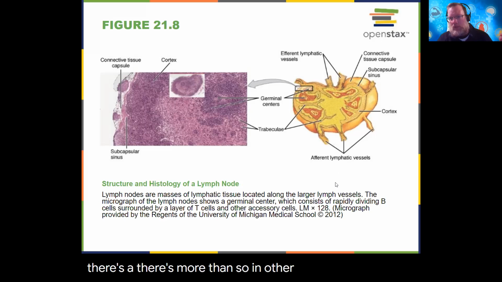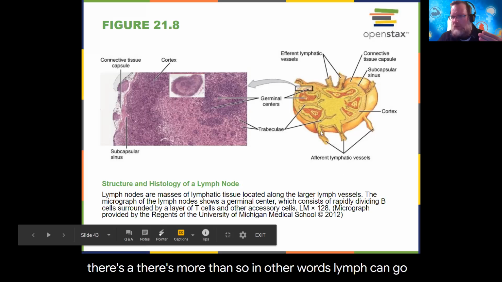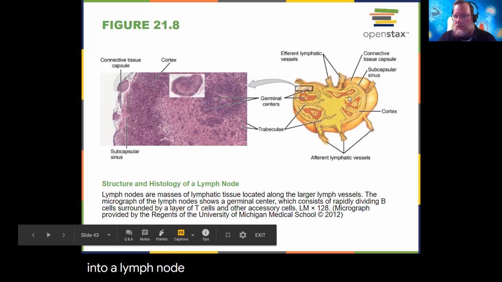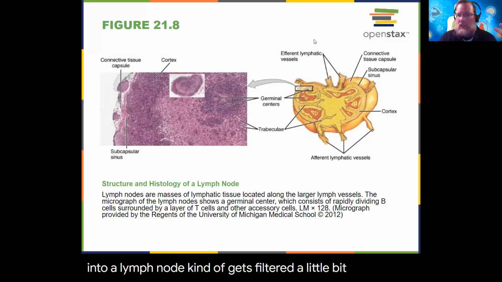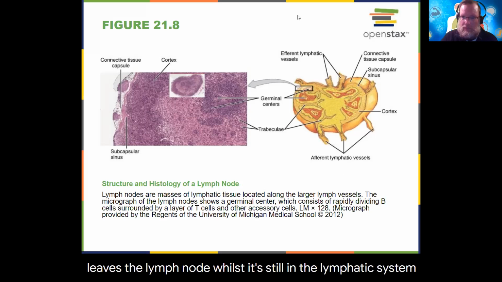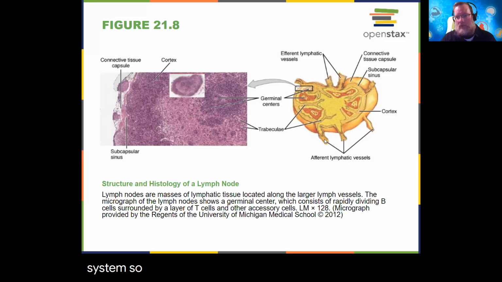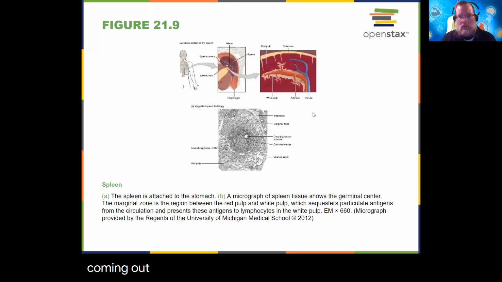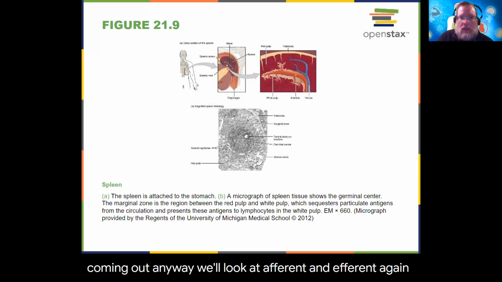In other words, lymph can go into a lymph node, kind of gets filtered a little bit, and then it leaves the lymph node while still in the lymphatic system. So we have usually more pathways going in than coming out. Anyway, we'll look at afferent and efferent again.